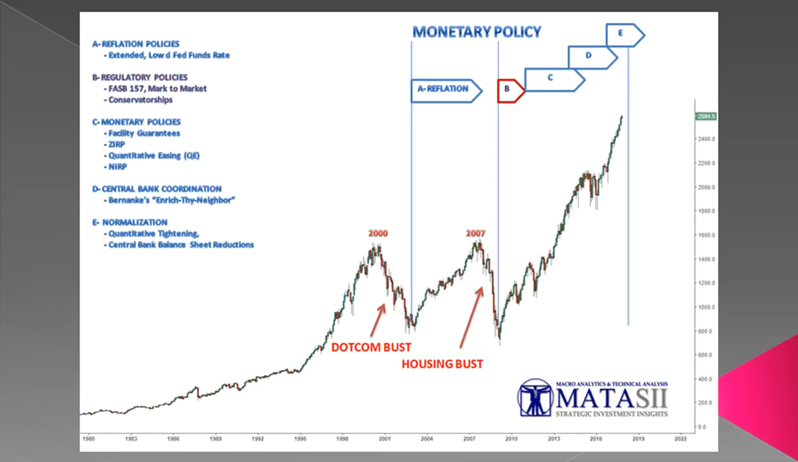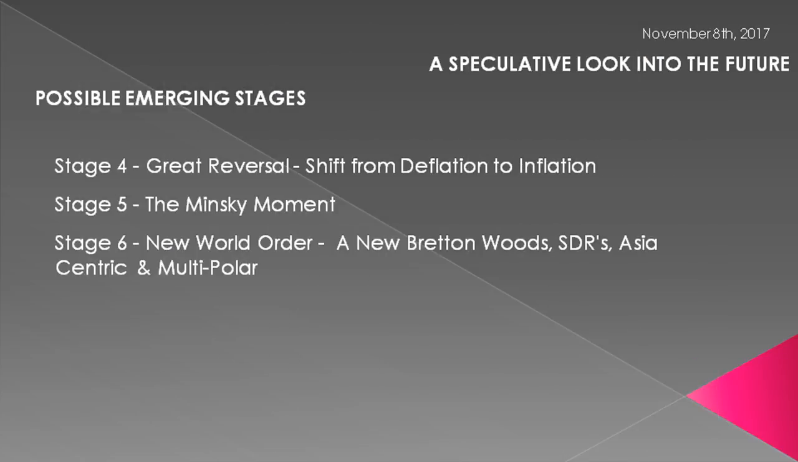And now we're into stage E, which is normalization in the case of the United States, where we're doing quantitative tightening and central bank balance sheet reductions. And in the case of the ECB, their form of taper, which has not been called taper, but is nevertheless a reduction in its rate of buying of the bond markets. What lies ahead, in my mind, is likely stage 4, where we have this great reversal, a shift from deflation to inflation that I mentioned, probably unfolding over the next 3 to 4 years.